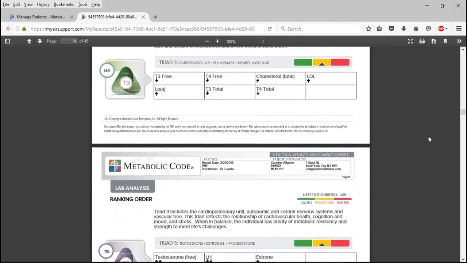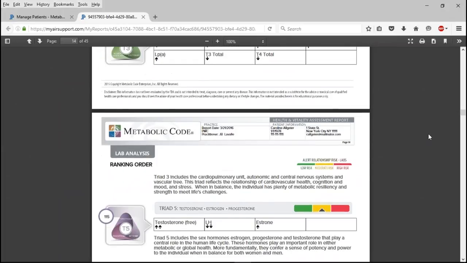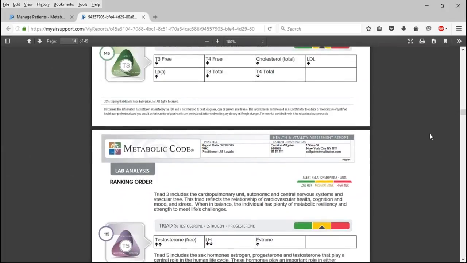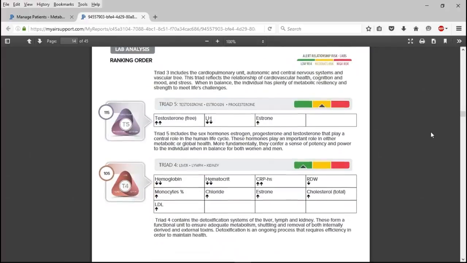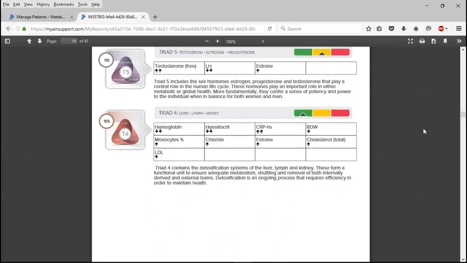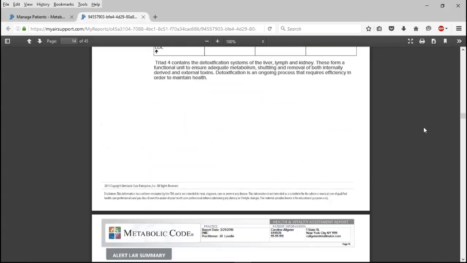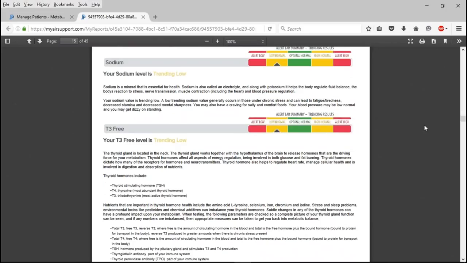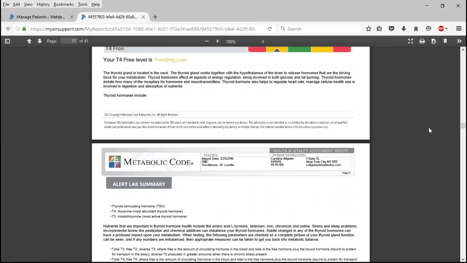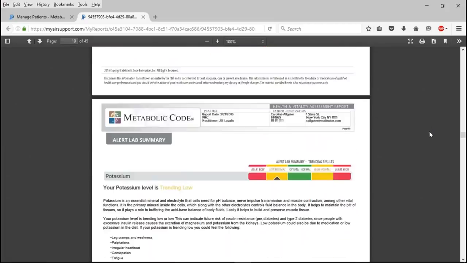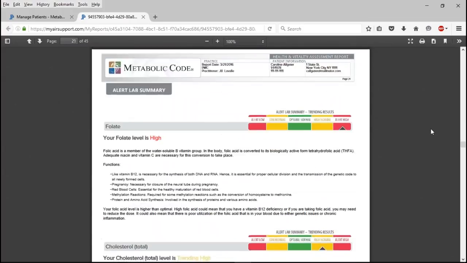Not so bad for triad 3, all things considered. You know, she does have some cardiovascular risk, but not a ton. And again, not so much for triad 5. Basically, everything sort of aligns within that, and then triad 4 some, but they didn't really amount to much in terms of the scoring. And this is just an exposition for the patient of what the different labs mean. I think we're all pretty familiar with that.